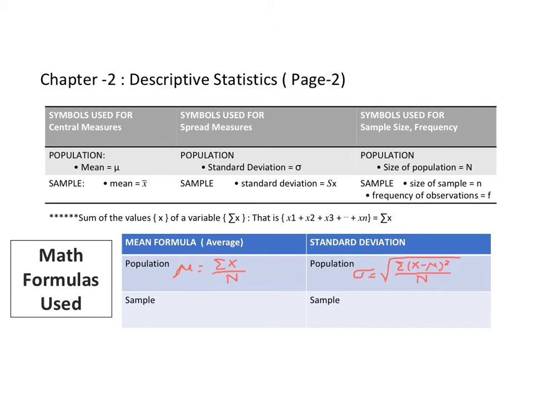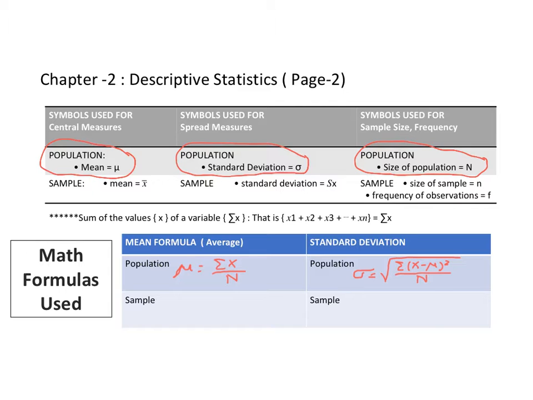In Chapter 2, we're going to look at various symbols that are going to be used throughout our statistical work. We're going to look at something called the mean, which is mu for the population. And we're going to see the population standard deviation, which is sigma. And finally, we have something called the population size, which is a capital N.